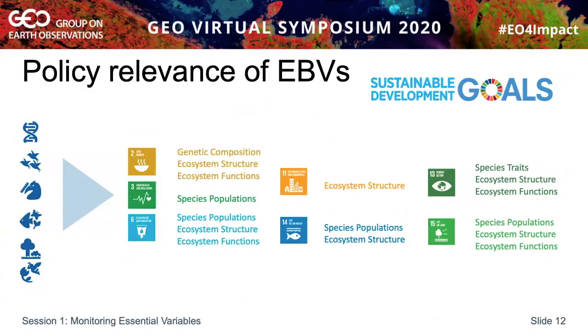Similarly, we can also ask if and how the EBVs can be useful to track progress towards the achievement of the SDGs, the Sustainable Development Goals. And of course, EBVs would be relevant for SDG 14, life below water, and SDG 15, life on land, but not only. EBVs could also be relevant to track progress towards the achievement of SDG 2, zero hunger, or SDG 3, for instance, on health.